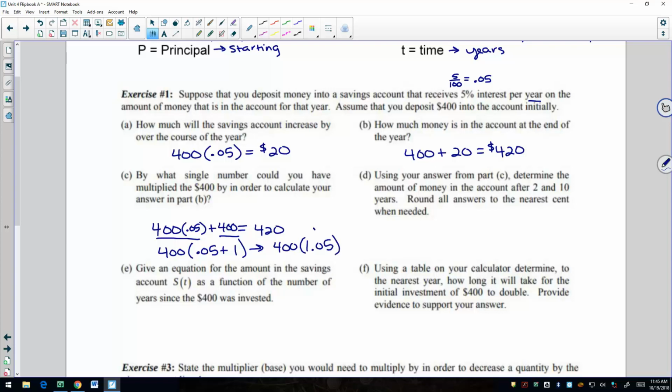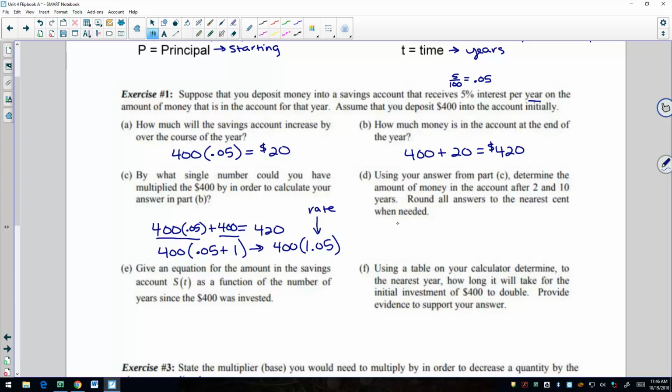So this number right here is huge. This is your rate. This is what you were growing by, and it should make sense. We had 100% of our money. We had the $400 plus an additional 5%. So if you think about this in terms of a percent, this would be 105%, which should make sense. Again, like I just said, we had 100% of our money plus an additional 5%. So we had 105%. Great.